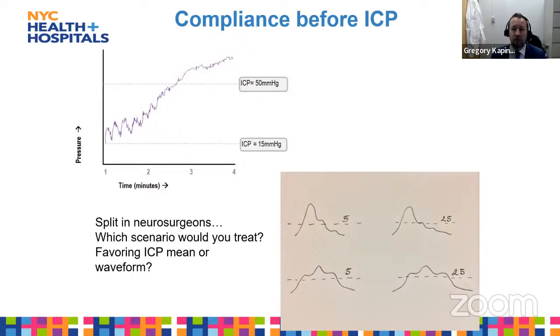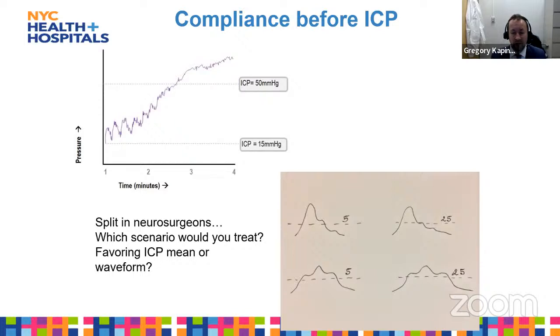But the one on the top right is actually challenging because it's normal compliance, but the mean is at 25. So here about 50% of neurosurgeons that I interviewed were saying, yes, I would treat just the mean value being so high at 25, even if the waveform is telling me that my patient is compliant.